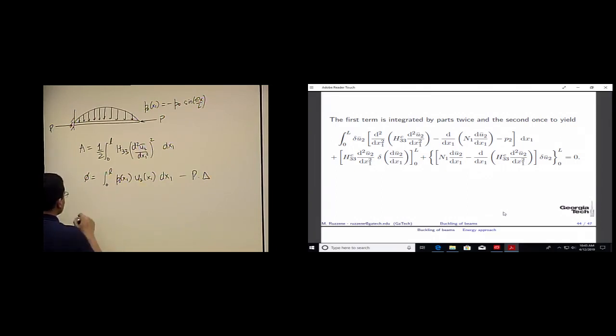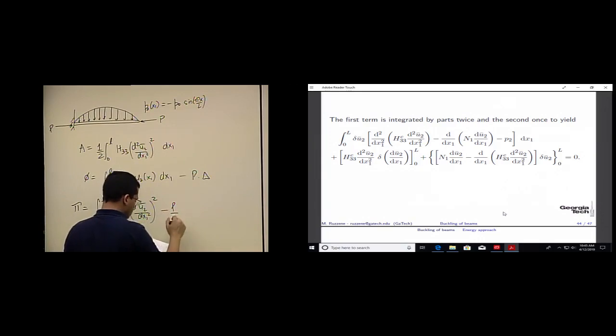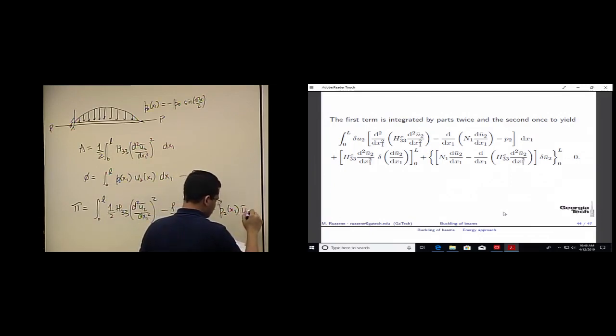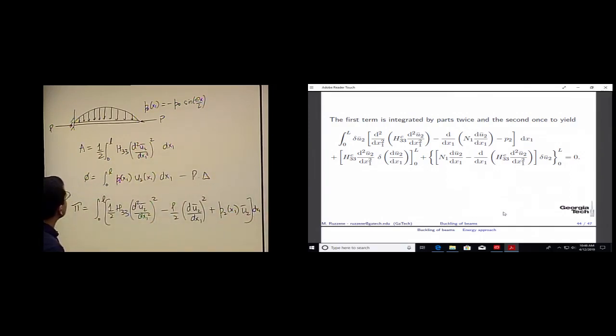Okay, so now the total potential becomes integration 0 to L 1/2 H33 times the second order derivative of u2 with respect to x1, squared, minus P over 2 times du2 over dx1 squared, plus P2 x1 times u2 bar, integrated with dx1.